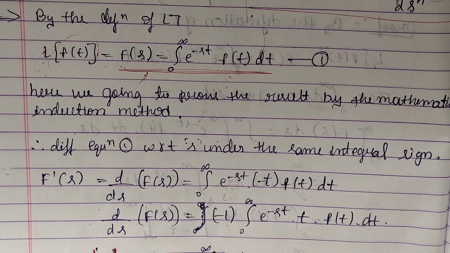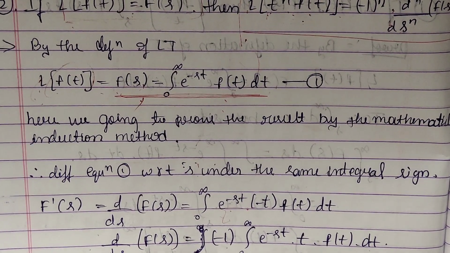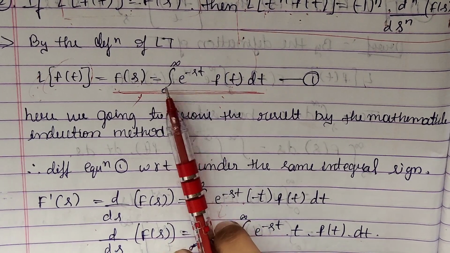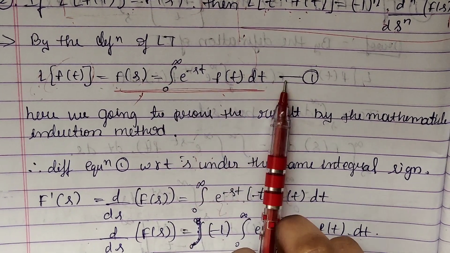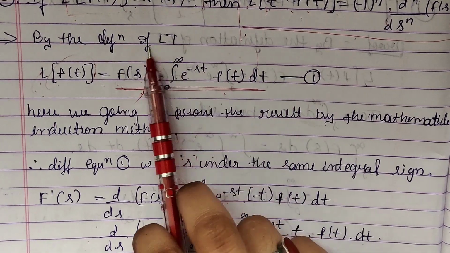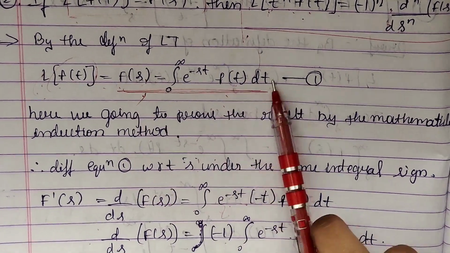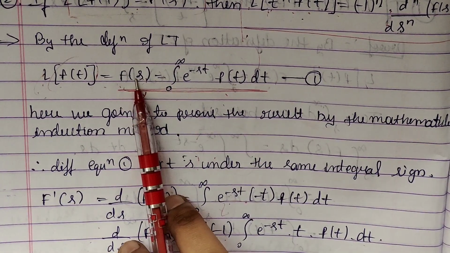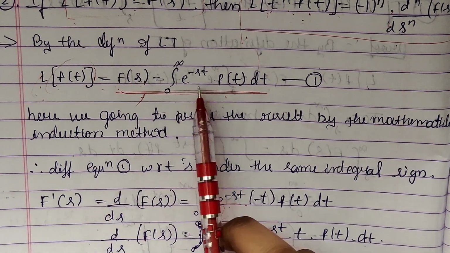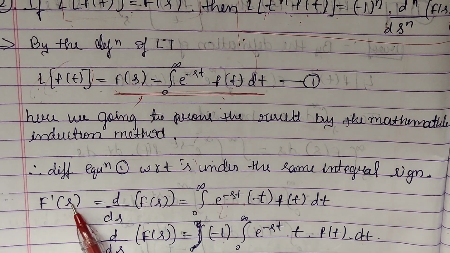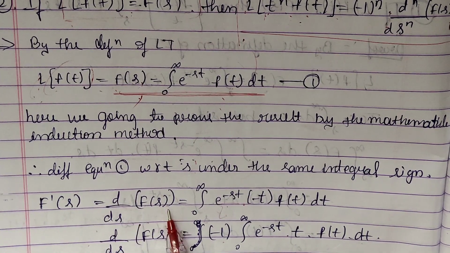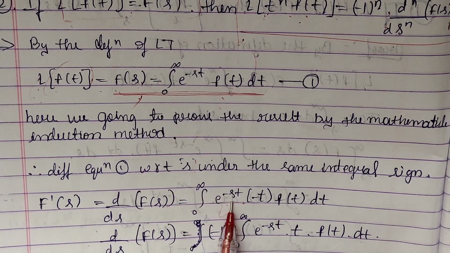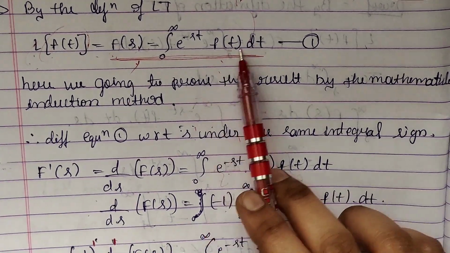So for the proof we have to take the first definition of the Laplace transform, that we know: f of s is equal to the integration from 0 to infinity of e power minus st f of t dt. So we have to differentiate this equation to prove for n is equal to 1. If we differentiate, we get f dash of s, which can be written as d by ds of f of s, equal to the integration from 0 to infinity of e power minus st, then f of t.